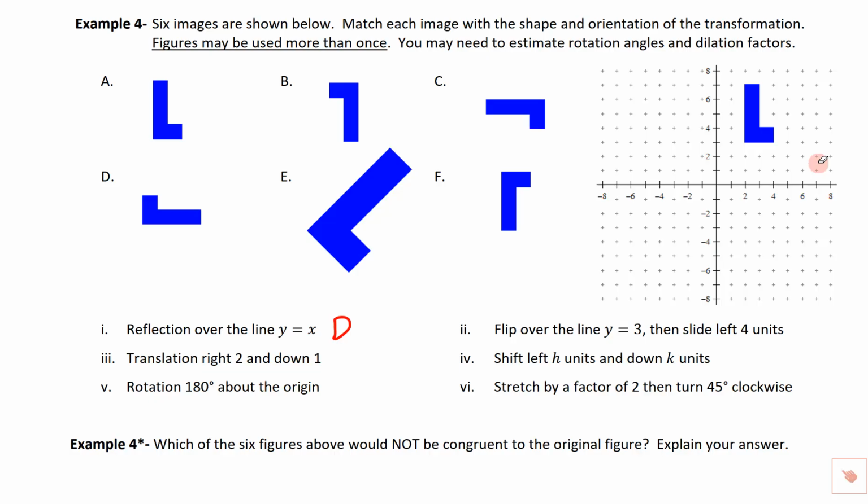We're going to go ahead and get rid of that, and then we'll move on to the next one. Now, whether you want to do this one or that one doesn't make any difference. I'm going to do this one. It says, let's see, translate right 2 and down 1.